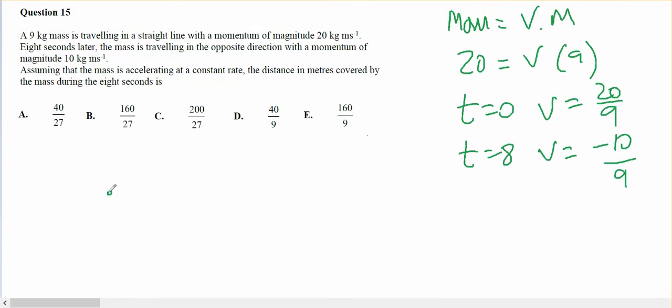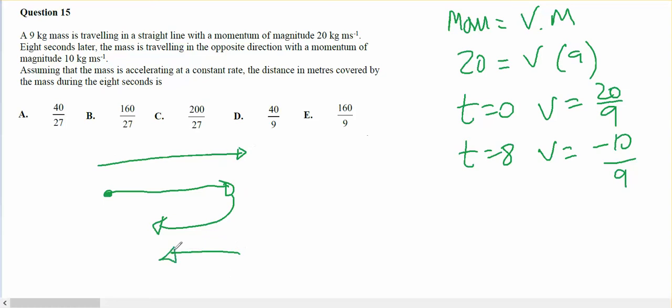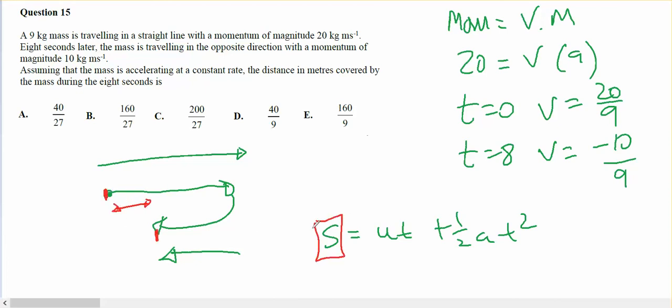So this thing starts in this direction and finishes travelling in this direction. Therefore, the total distance travelled is this distance plus this distance. So what I can't do at this point is to say that S equals ut plus a half at squared, because that's just going to give you the distance between where you start and where you finish, because this is displacement. It's going to tell you where it is at a particular time.